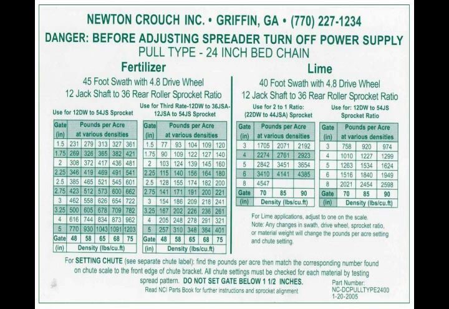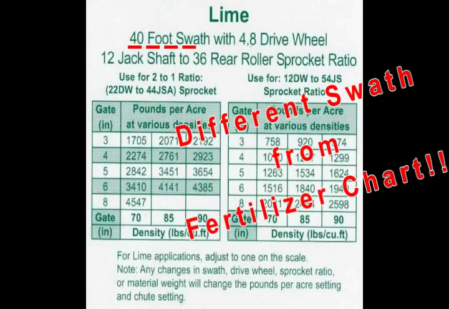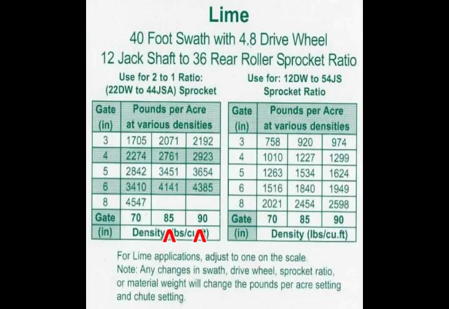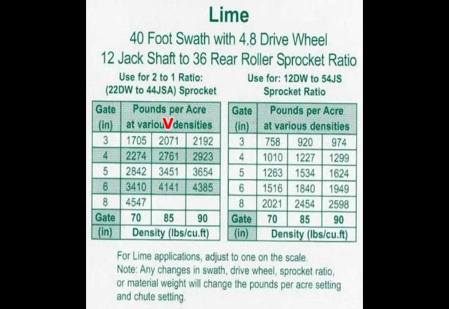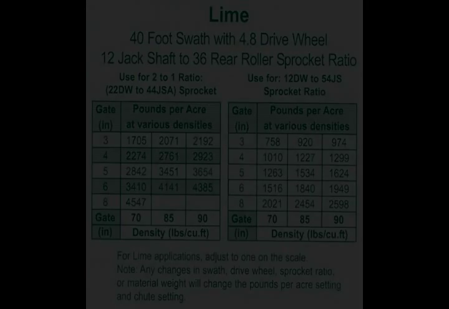All the charts that we have discussed so far are for fertilizer. There is a separate chart for lime. Most lime weighs 85 to 90 pounds per cubic foot. You should verify your product density before you start spreading. Once you have chosen a spread rate and you know your product density, you use the chart exactly as the others to find your gate setting.